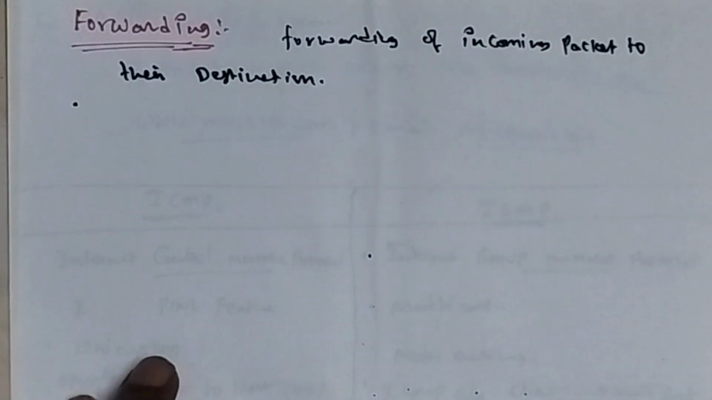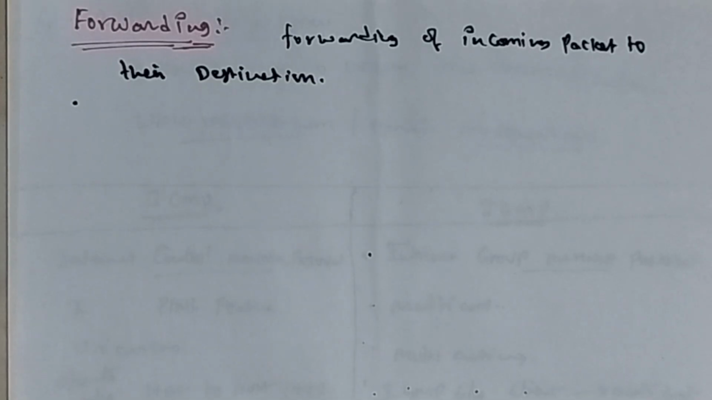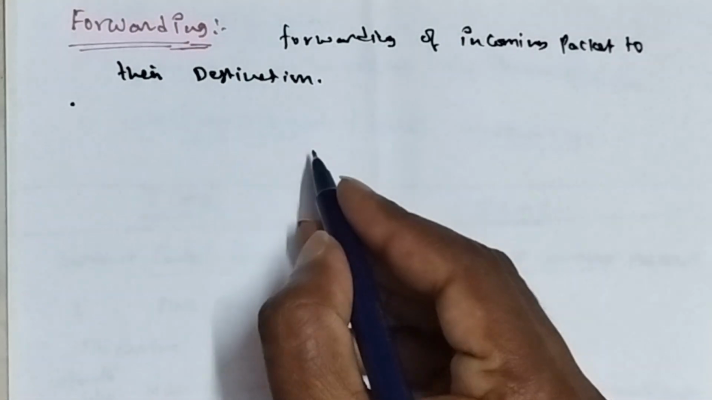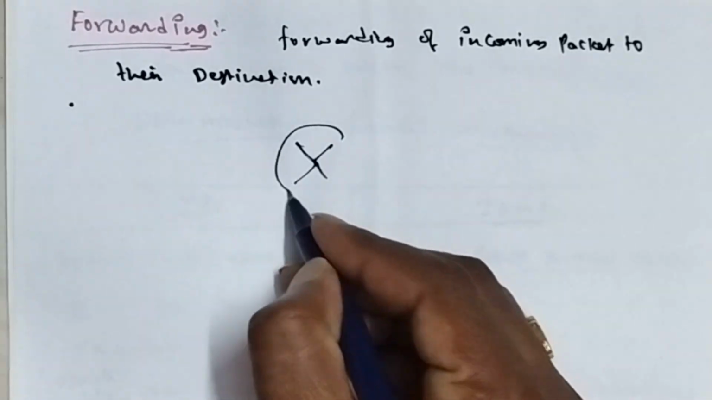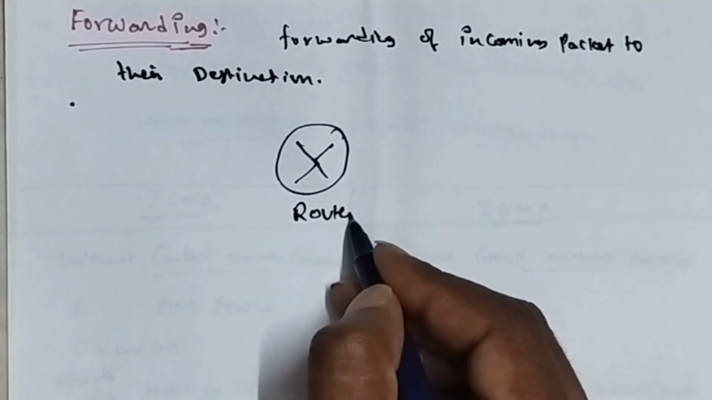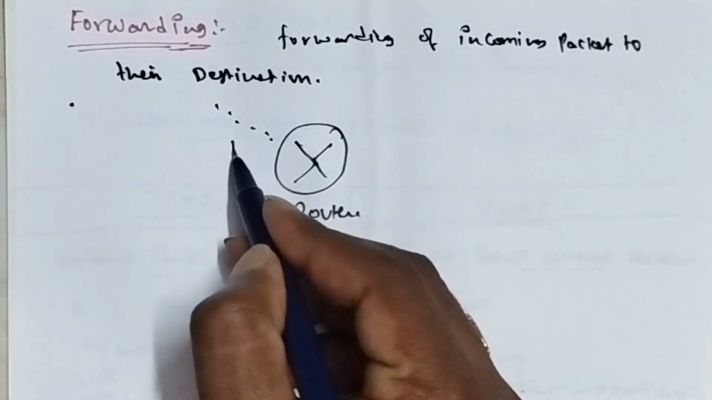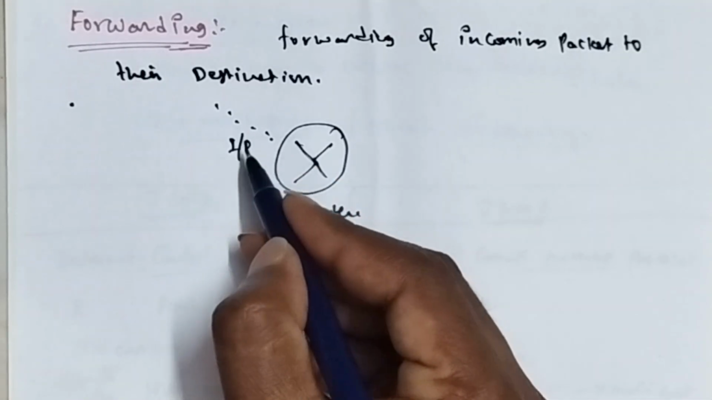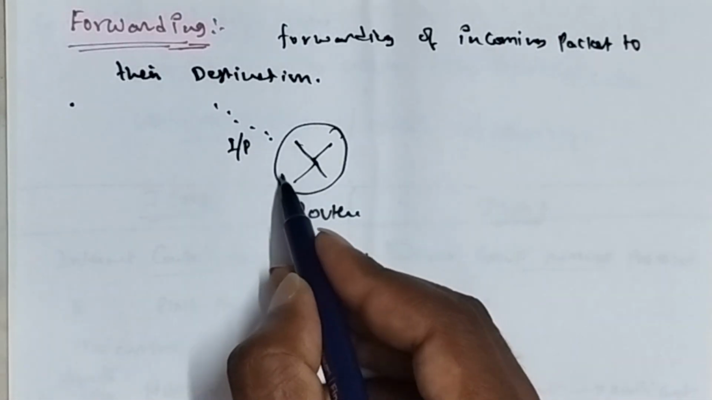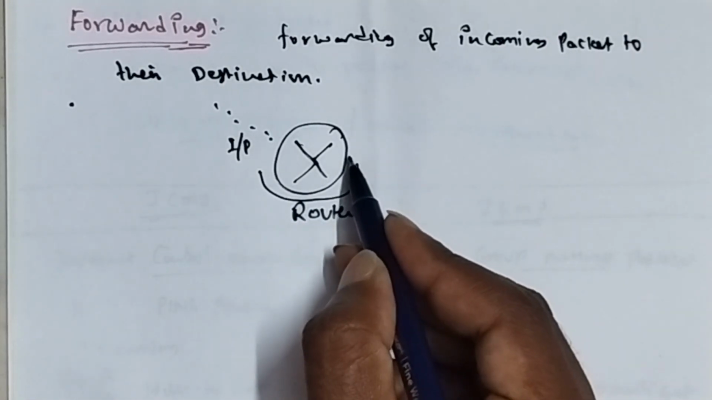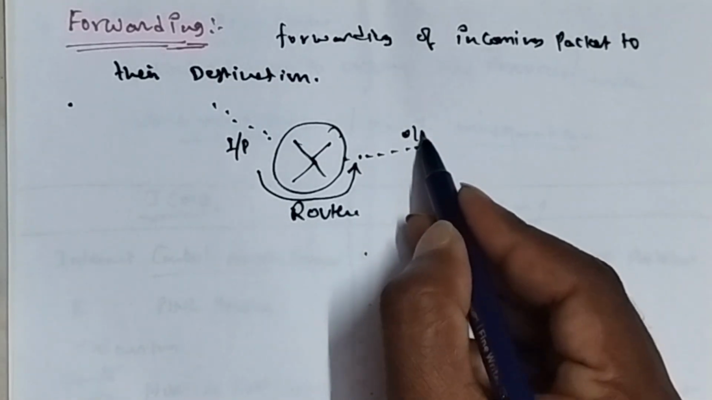When a packet arrives at the router's input link, the router must move the packet to the appropriate output link. For example, assume that this is the router. The router can have some input links, and this is the input link of the router, whereas it contains the output links also. These are the output links.